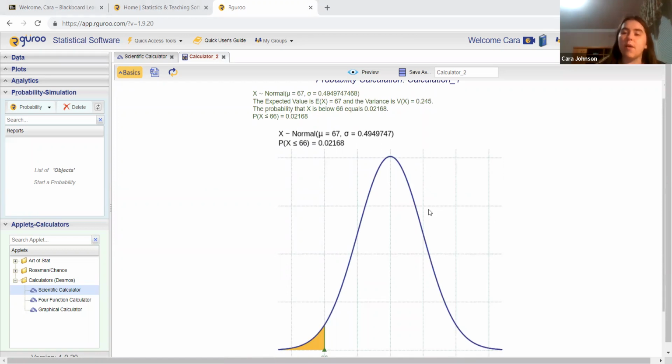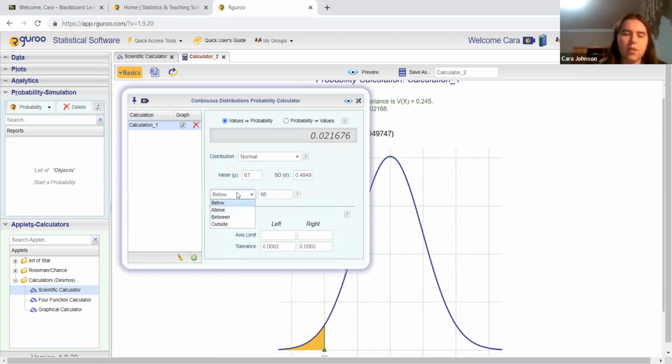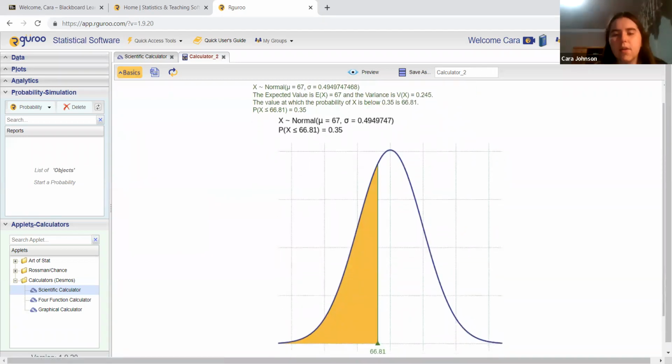Now the next question asks us to find the sample mean height in which 35% of the sample mean heights are shorter than it. If 35% of my data is shorter than the data value I'm looking for, it's lower. So I have a lower tail of 0.35. Let me switch over to the probability value tab since we're searching for a data value now. Lower tail of 0.35 gets me 66.81.